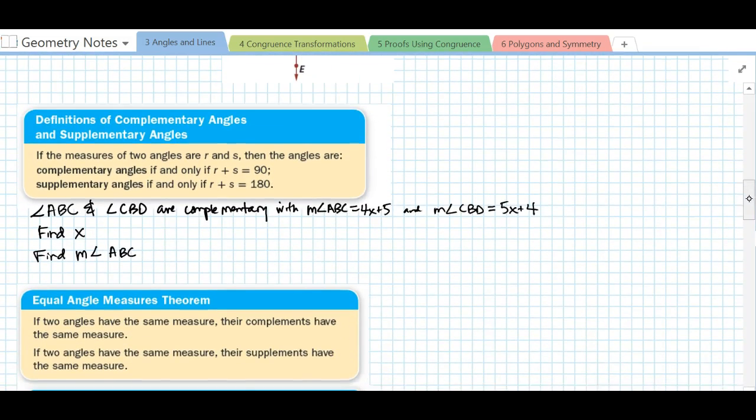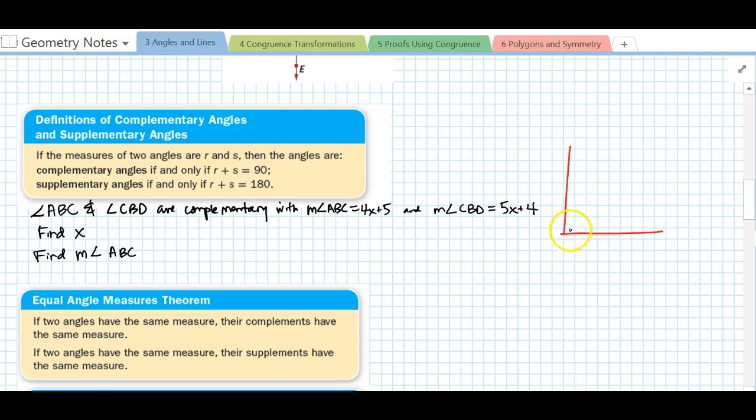2 more vocab words for you for today: complementary and supplementary angles. Complementary angles add up to 90, supplementary angles add up to 180. And that's just something that students are going to need to memorize. So let's try a practice question. They tell you that ABC and CBD are complementary, and then they give you the measurement of those. So if they're complementary, they should add up to what? Yes, they should add up to 90 degrees.